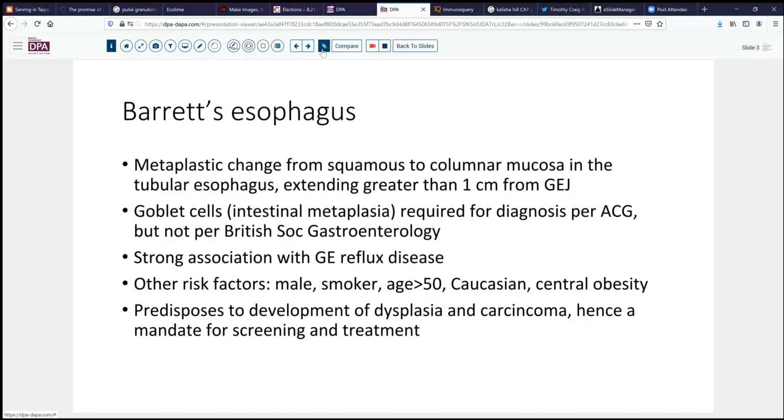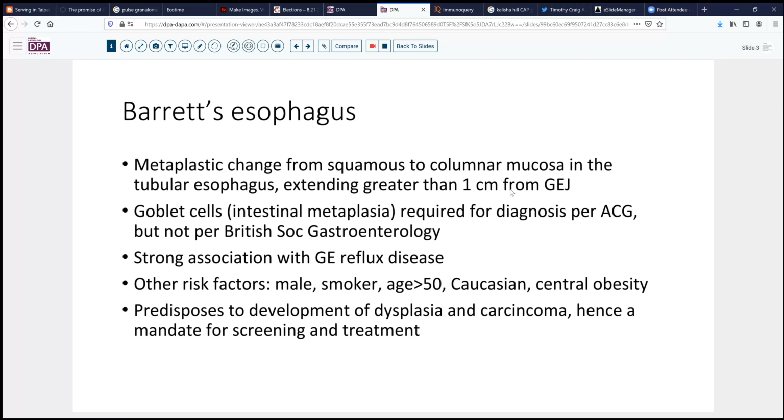So Barrett's esophagus, of course, is a metaplastic change from squamous to columnar mucosa that involves the tubular esophagus and by definition clinically is greater than 1 centimeter from the gastroesophageal junction. Now, obviously, as a pathologist, histologically, you can't define the gastroesophageal junction. So this is a point in time when you need to work closely with your endoscopist to determine whether or not this is truly Barrett's esophagus.